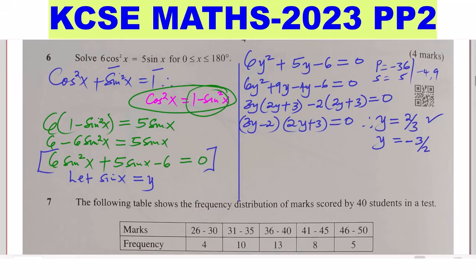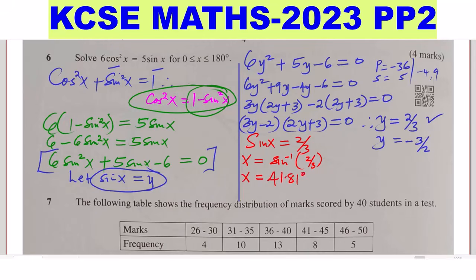The question is not asking about y. You have to solve for x. Remember that you let y be represented by sine x. Therefore sine x equals the first value of y, which is 2/3. With this you can get the angles. To get x, you simply take the sine inverse of 2/3, and this will give 41.81.